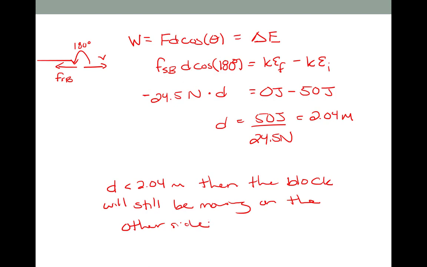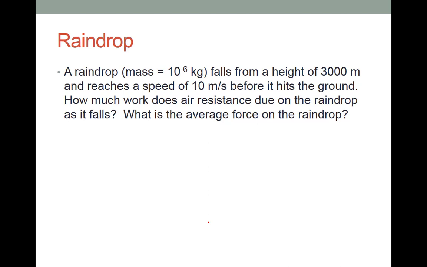Okay, that concludes this example. We're going to move on to the next example, which involves a falling raindrop. A raindrop has a mass of about 10 to the minus 6 kilograms, and it falls from a height of about 3,000 meters. Those numbers are fairly reasonable for the mass of a raindrop and the height it falls from. It reaches a speed of 10 meters per second before it hits the ground.